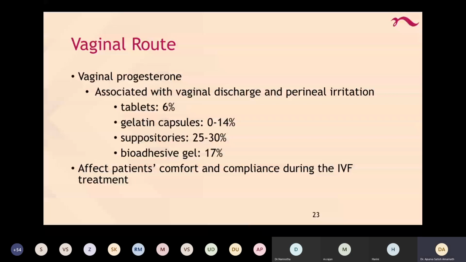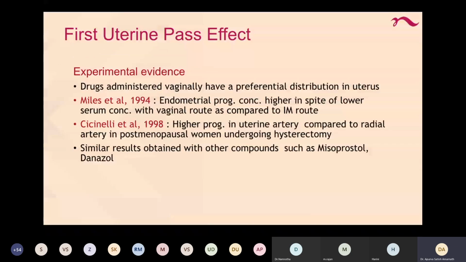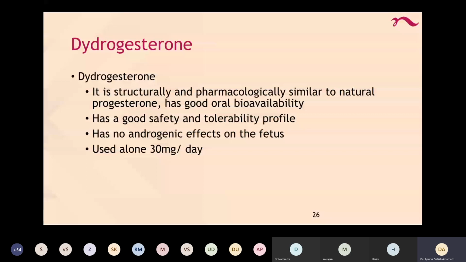Next, coming to dydrogesterone, this is a drug which is structurally and pharmacologically similar to natural progesterone and has good oral bioavailability. It has a good safety and tolerability profile and has no androgenic effects on the fetus as is seen now. If it is used alone, it should be used at the dose of 30 milligram per day. The current LOTUS trial is one looking at that. It is seen that the pregnancy rates between the modes of treatment, that is vaginal progesterone versus IM versus dydrogesterone, is similar.